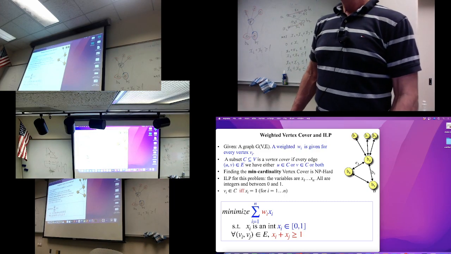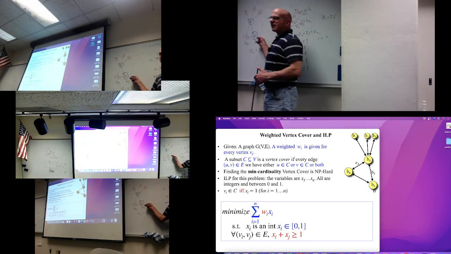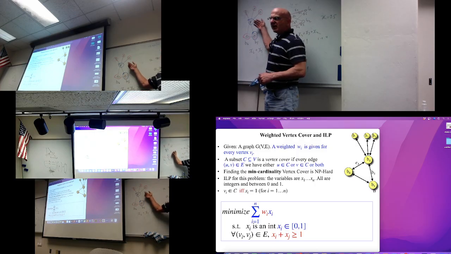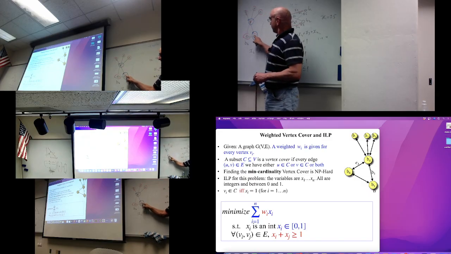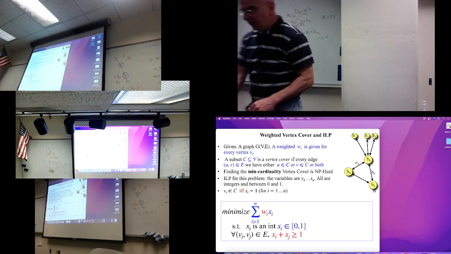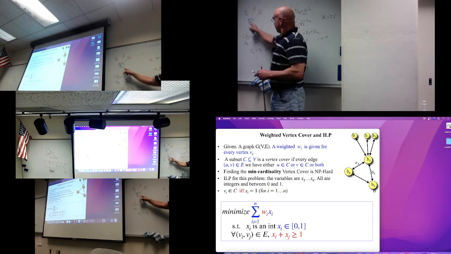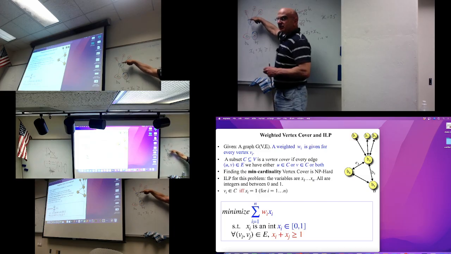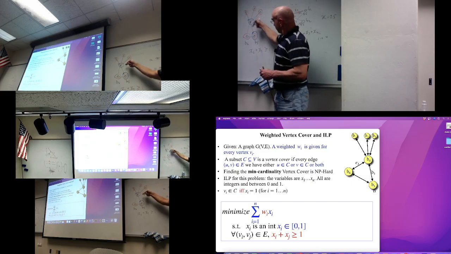Now, is there an approximation for the unweighted case? Is it easy to pick a set that is not more than twice the optimum? It's very easy to pick a factor 2 approximation, a set of vertices that will give me at most twice the cardinality. The algorithm goes by: pick an edge, pick both vertices of this edge, put both vertices in your cover. Again, I pick this edge. The optimum set must use either this one or this one. I'll pick both of these vertices.